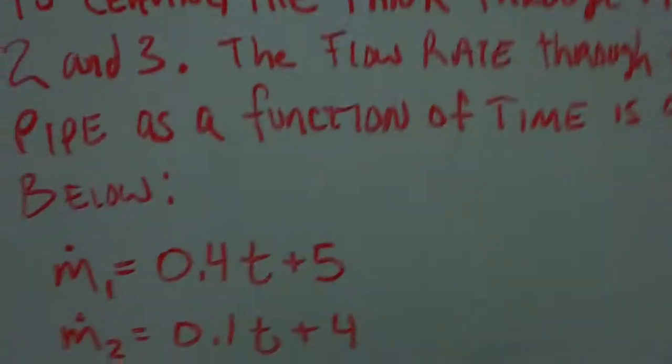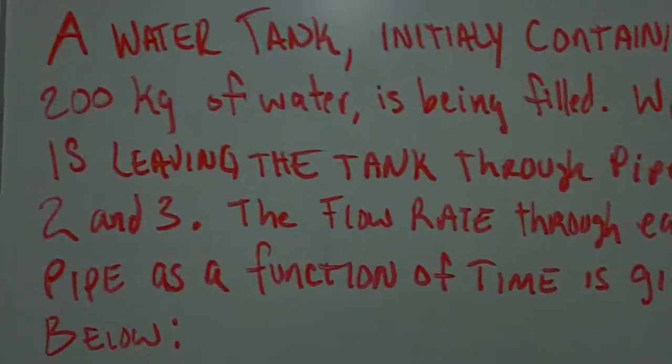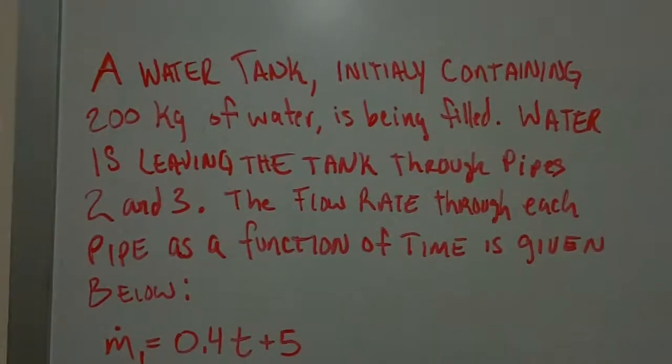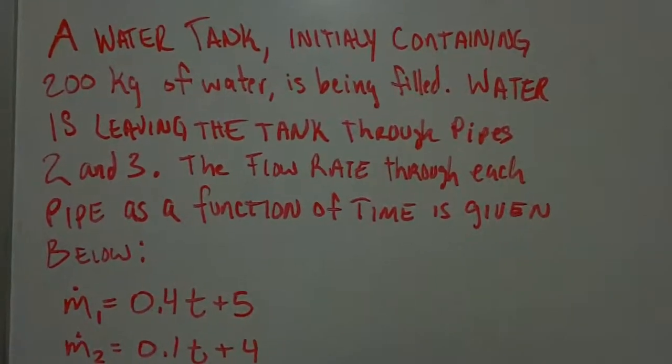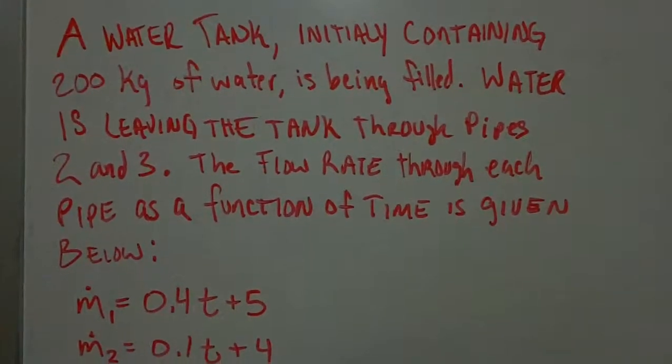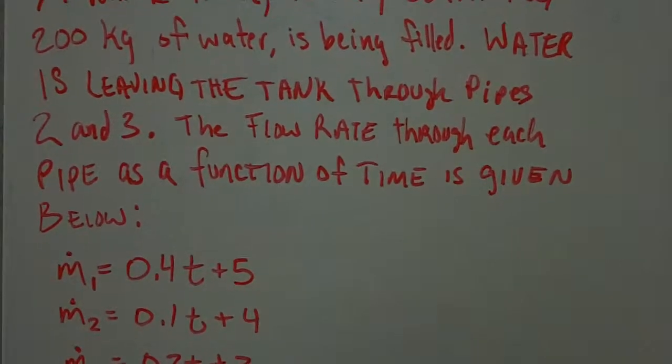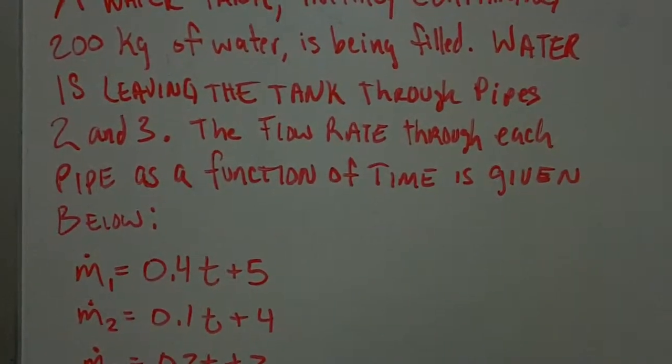As you can see on the board, I have written out the problem, and it states as follows. A water tank initially containing 200 kilograms of water is being filled. Water is leaving the tank through pipes 2 and 3. The flow rate through each pipe as a function of time is given below.